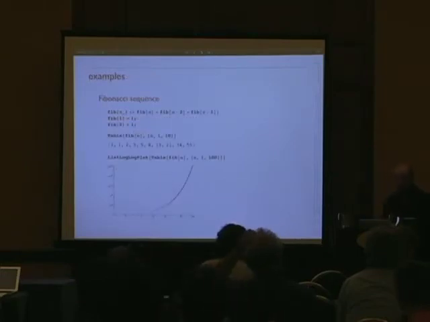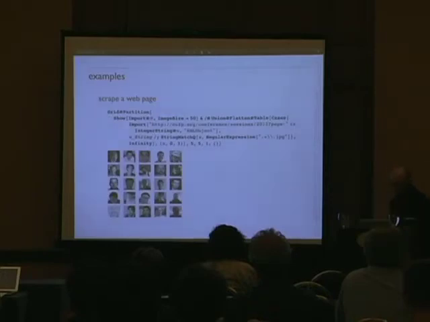Okay, so a few examples of Mathematica in action. Here I'm defining the Fibonacci function recursively. And I'm using memoization here to make the evaluation go quicker. And I'm using those special cases again as the initial conditions for the Fibonacci sequence. And I'm just plotting the result. Here's an example that scrapes the CUFP web page for all the images on the web page and formats them in a grid.